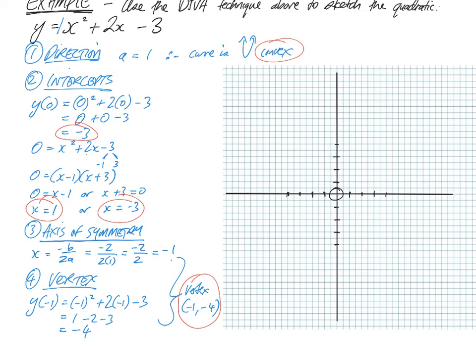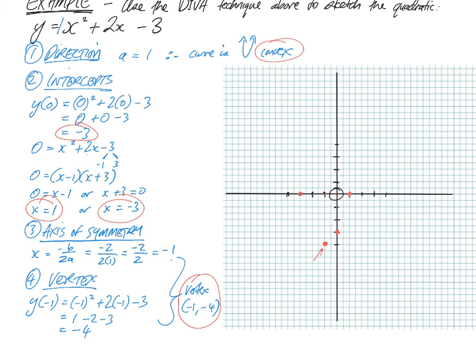Okay, let's plot our points. The y-intercept is at negative 3. So where it crosses the y-axis is at negative 3. So negative 1, negative 2, negative 3. The x-intercepts are at x is equal to 1 and x is equal to negative 3. So x is equal to 1 is here. x is equal to negative 3 is negative 1, negative 2, negative 3 here. And the vertex is at negative 1, negative 4. So negative 1 and down to negative 4.